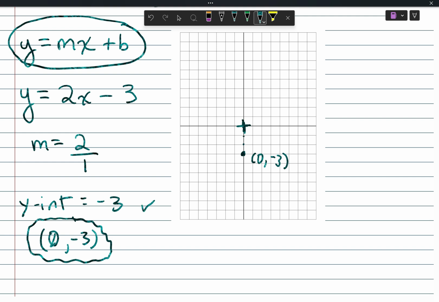And now you go with the slope. What's the slope? Well, I said that since it's positive, we're going to go up 2. Then since the denominator is positive, we go to the right 1. So you don't start over. You go right back to where the y-intercept is. That's 0, negative 3. And we're going to go up 1, 2, and then hold your pencil, and then go to the right 1, and then make your second large dot. And now you just connect the dots.